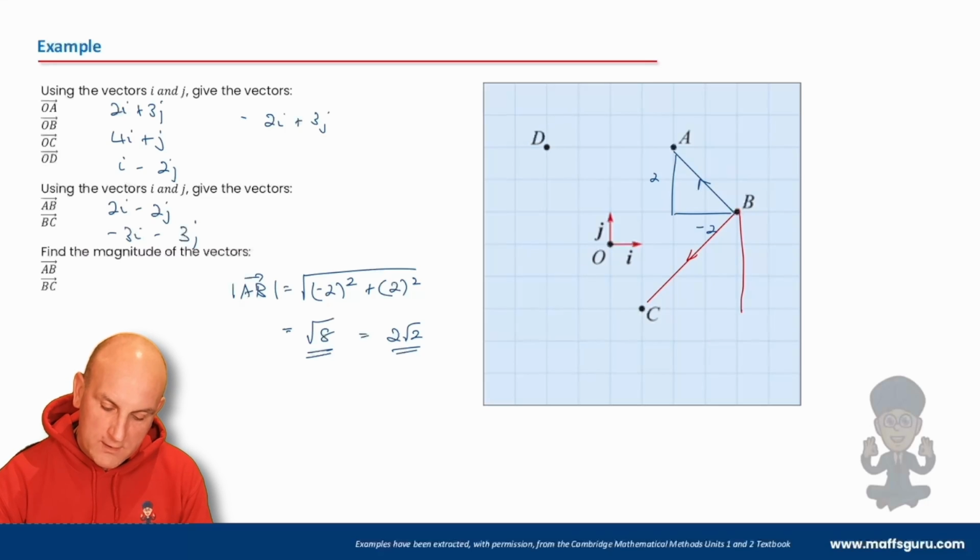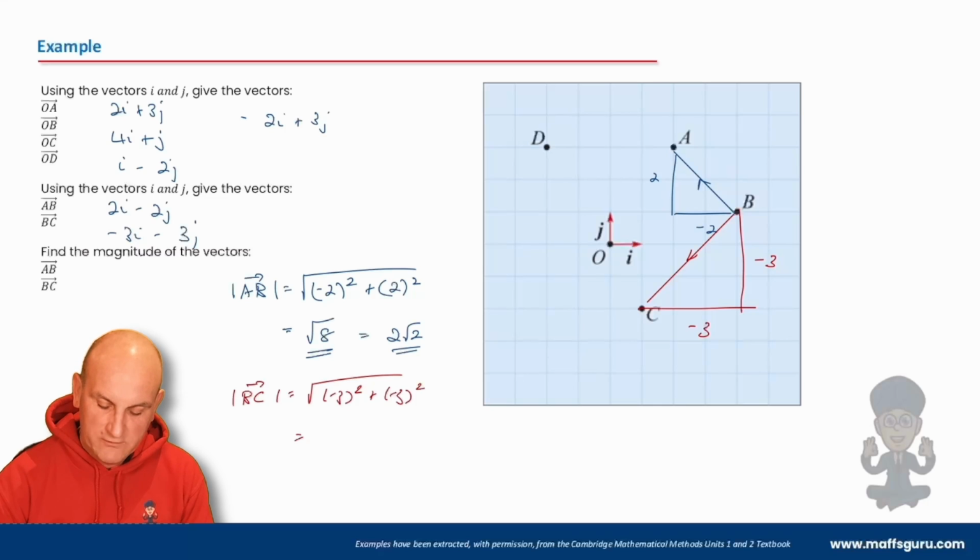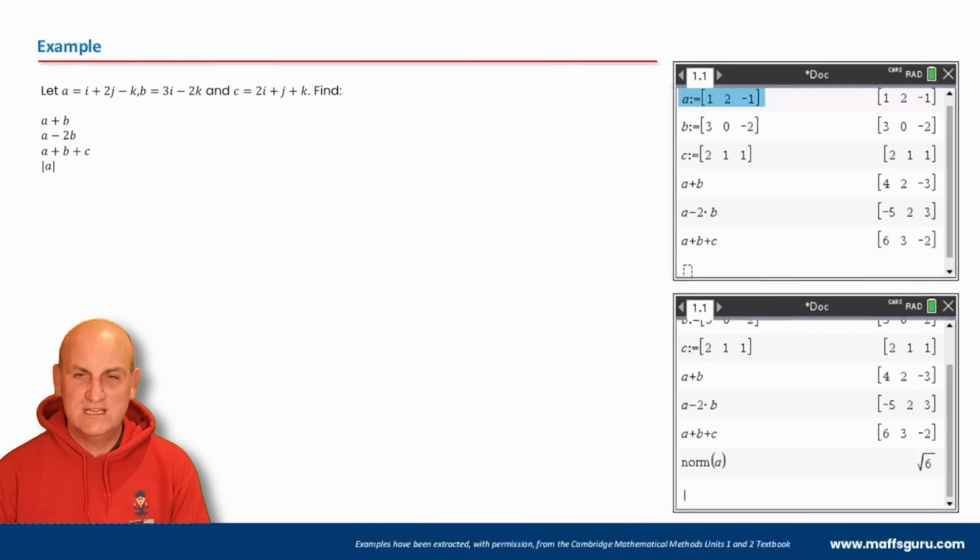Ka-ching. We got that one, we got that one. So what is that? Minus 3 and minus 3 again. So the magnitude of BC is equal to the square root of minus 3 squared plus minus 3 squared, which gives me 9 plus 9, which is 18. The square root of 18, or 3 root 2, is my answer. Did I say this was complicated?